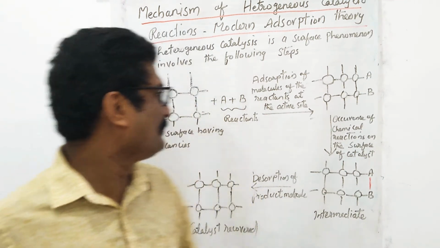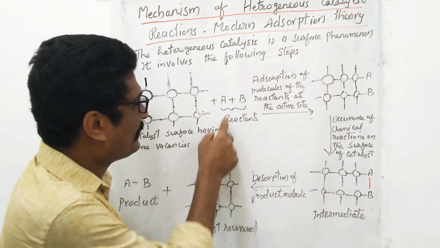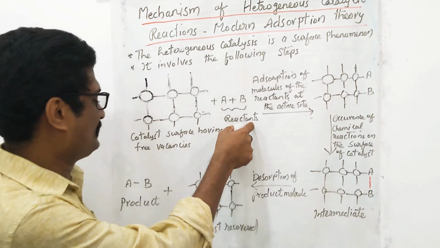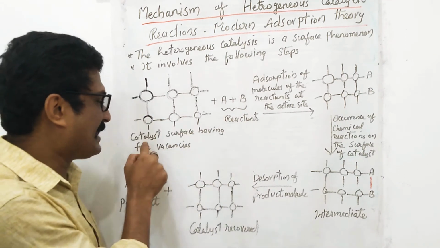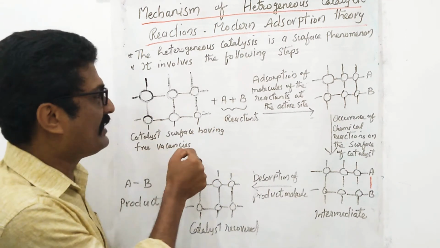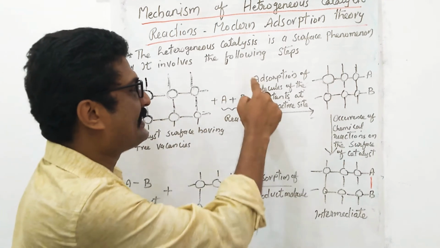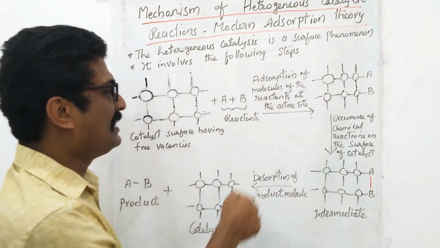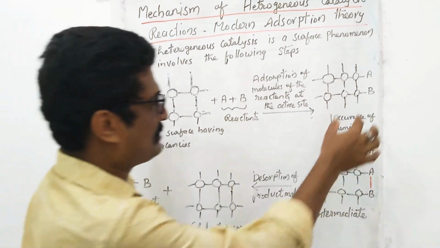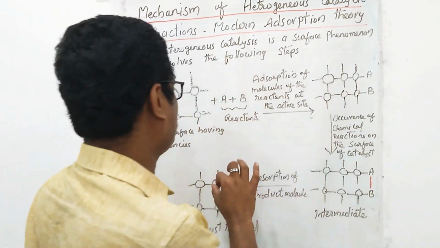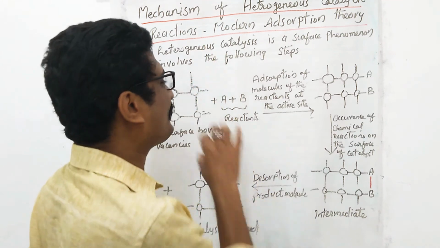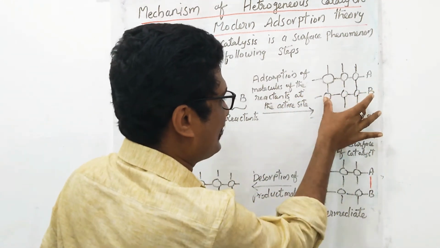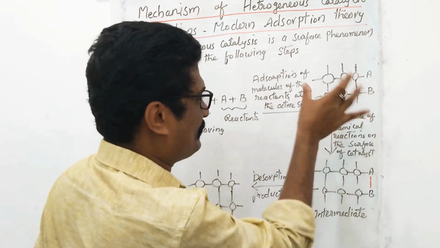Second step, please listen. Here A and B act as gaseous reactants. This one indicates a catalyst surface having free vacancies. Then the second step, adsorption of molecules of the reactants at the active site. Please listen. The active site or the vacancies of the solid catalyst adsorb the gaseous reactants. That is the second step.